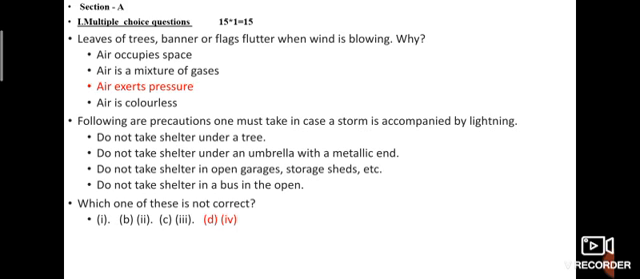Do not take shelter under a tree. Yeah, during thunder, you should not stand under a tree. Okay, next one. Likewise, an umbrella with a metallic end. That statement is also true. Next one. Do not take shelter in open gorges, storage sheds, etc. This is also right. But option D, do not take shelter in a bus in the open. No, we should take shelter there. Okay, so that statement is wrong. Shall I move on to the next one?